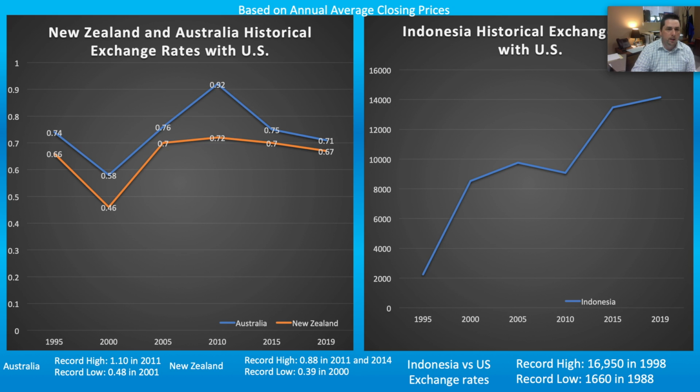You can see the brief historical exchange rates in the United States. It doesn't fluctuate too much with Australia and New Zealand. The United States is typically a little bit stronger, but from 1995 to 2019, you see the Indonesian rupiah, with the exception of 2010, has just climbed astronomically.